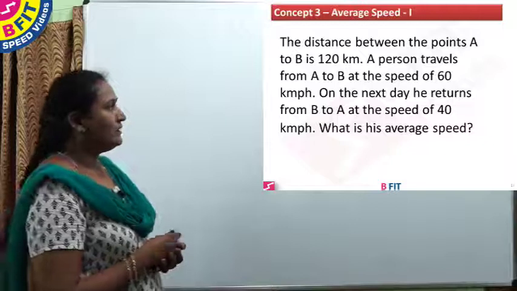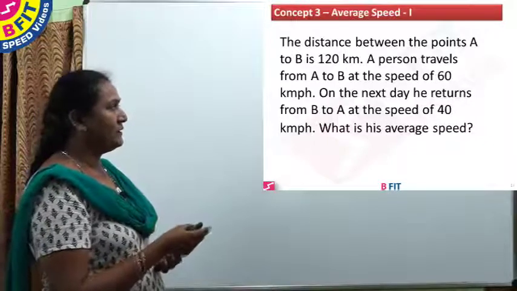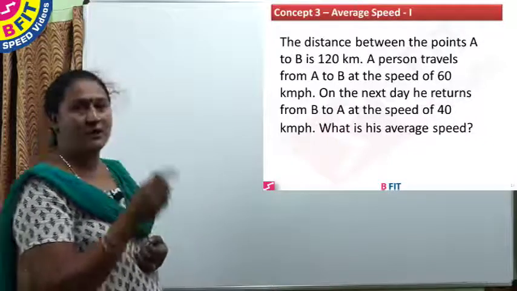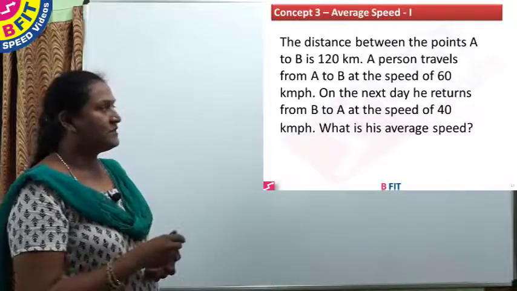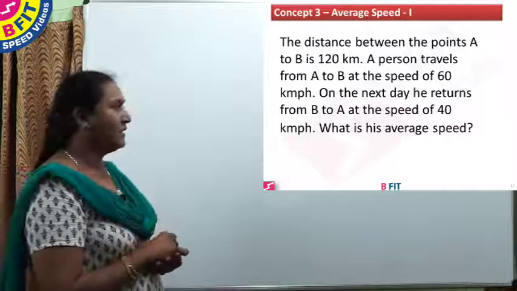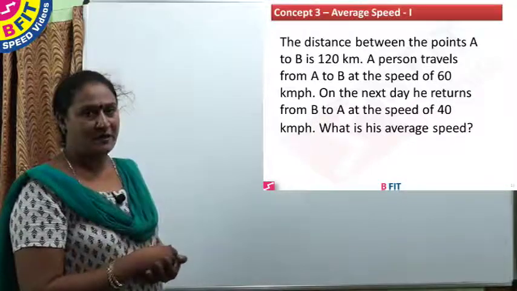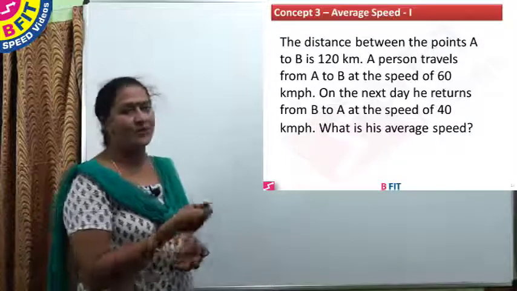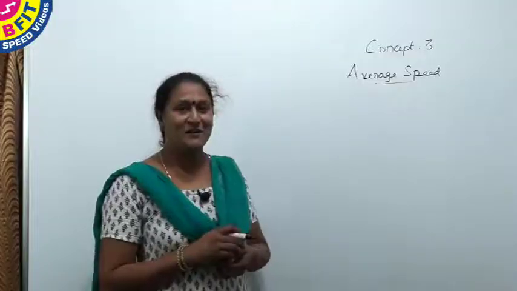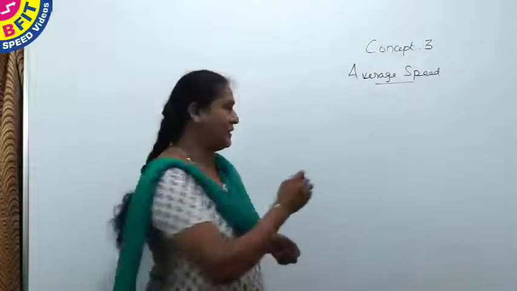So here, the person covers 120 kilometers. When he is traveling from A to B with the speed 60 kilometers per hour, and the same distance from B to A, he is taking the speed 40 kilometers per hour. So you are asked to find his average speed. We'll see how to find the average speed. So the person travels from A to B.